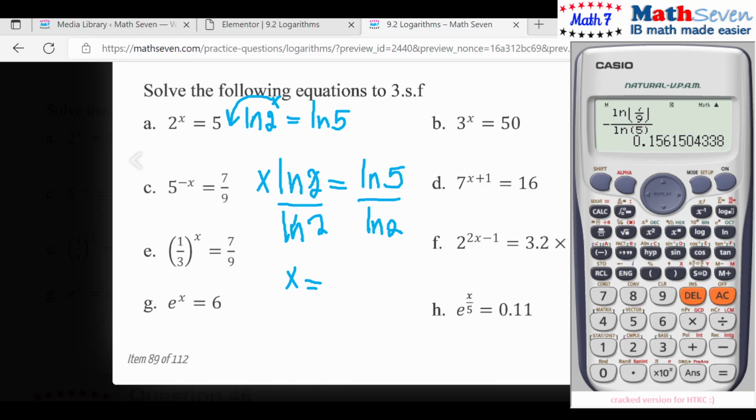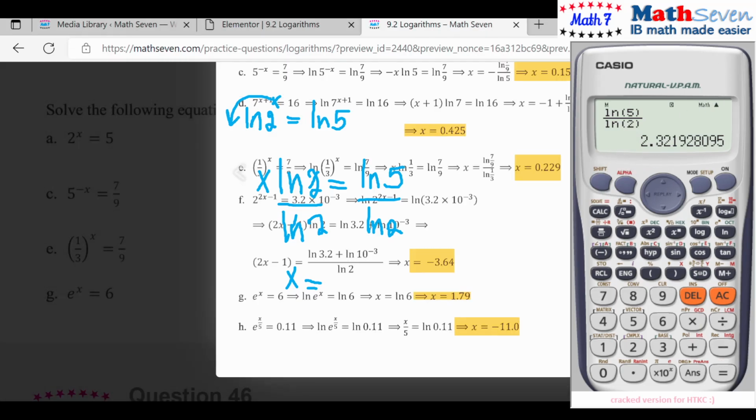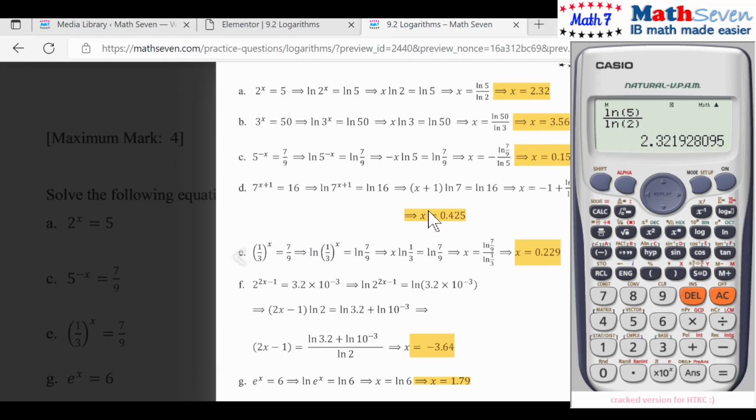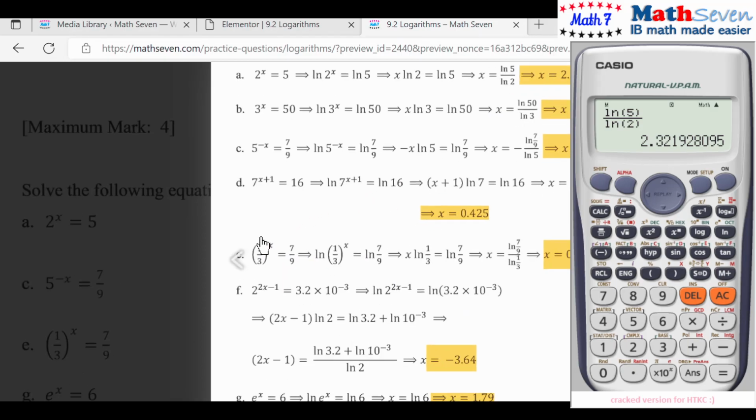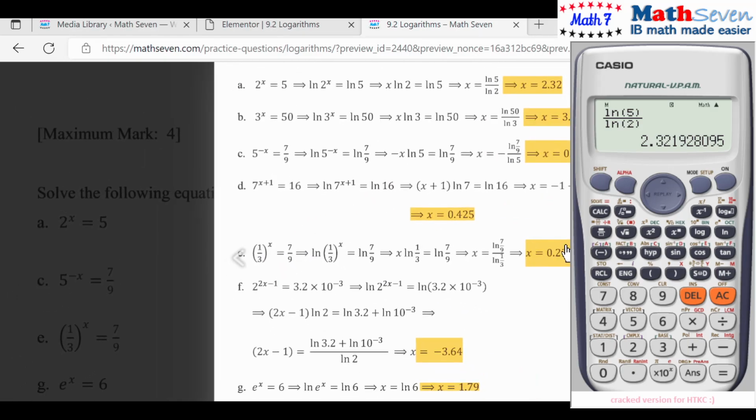Now grab your calculator. It's already up here, so check it. You put ln 5, close the bracket, over ln 2, close the bracket. So you're going to have an answer of 2.31. Check the mark scheme. As you can see, in the mark scheme it is the same answer.